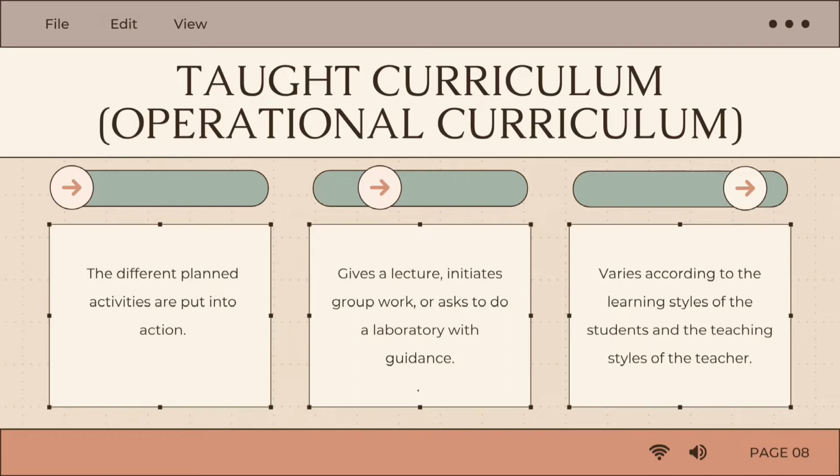Give a lecture, initiate group work, or ask students to do a laboratory experiment with guidance, and the taught curriculum is demonstrated. Teachers, being the implementers of the curriculum, occupy a crucial role in curriculum decision making because they decide how to distribute their time to a particular activity or content.